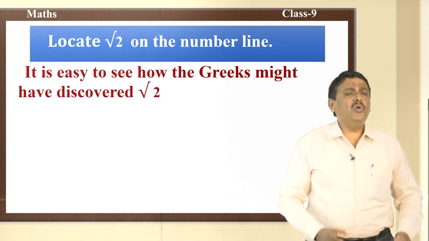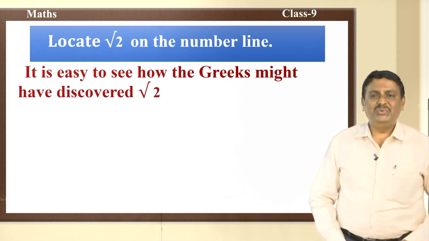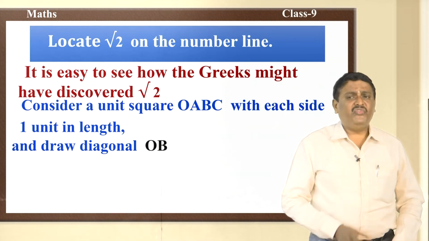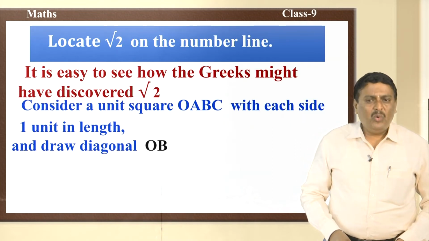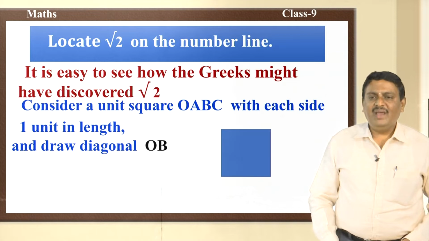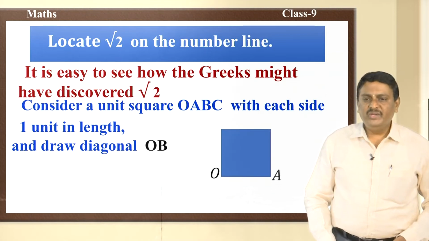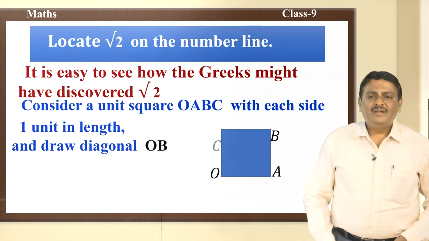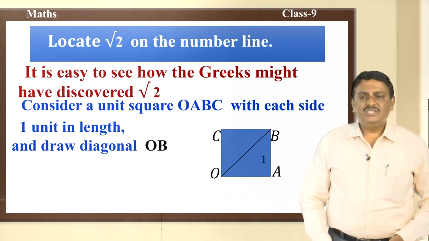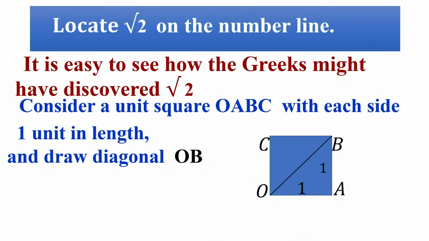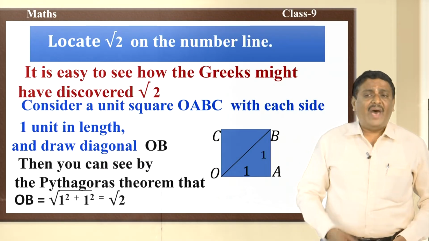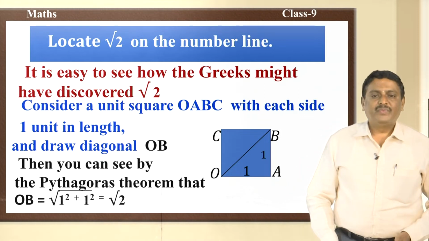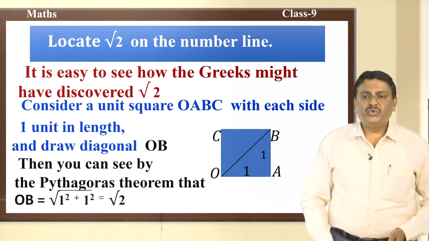It is easy to see how Greeks might have discovered root 2. Consider a unit square OABC with each side of 1 unit length and draw the diagonal OB. Here, this is 1 unit. According to the Pythagoras theorem, the square of the hypotenuse is the sum of the squares of the other two sides. So, the value of OB is square root of 2, when we simplify.